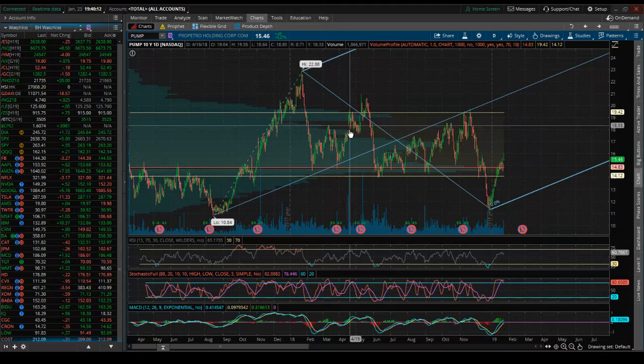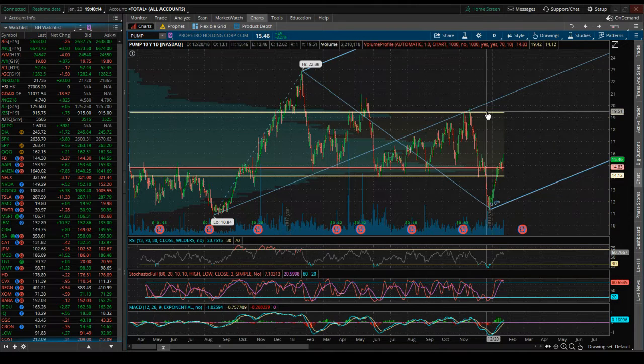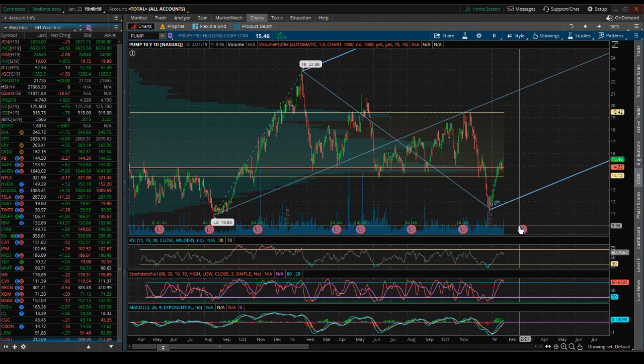And if we can get through that, you've got a nice air pocket all the way back up to 1950. So that one looks really interesting. Earnings coming up too at the end of February. So pretty good one on that.